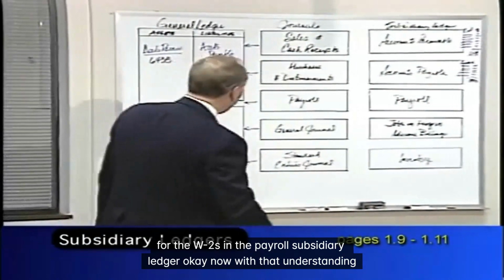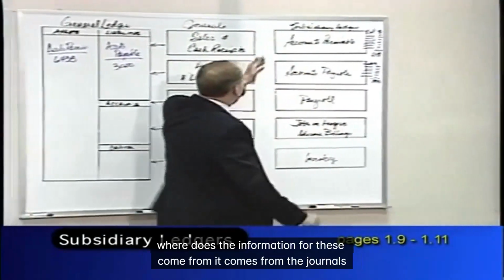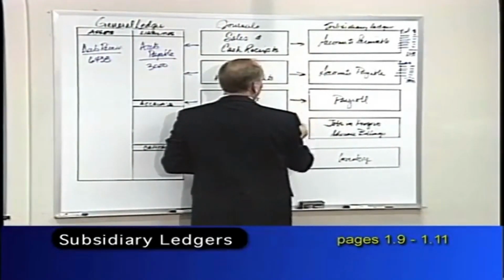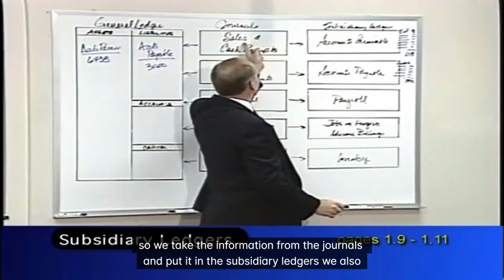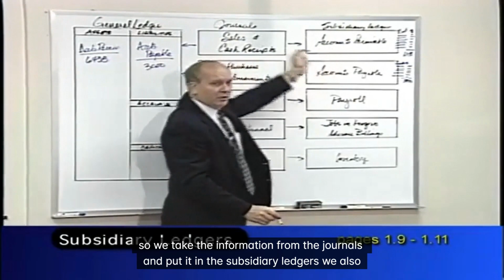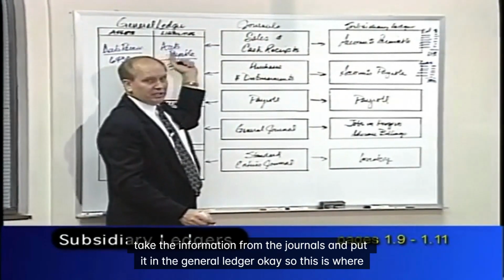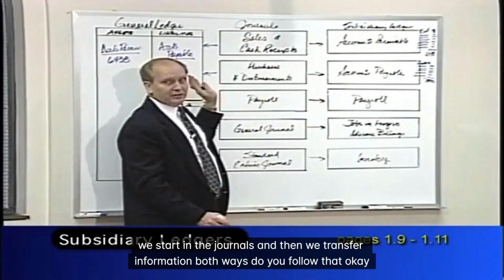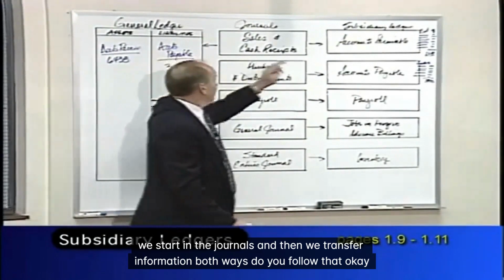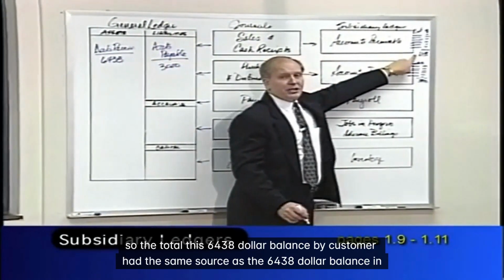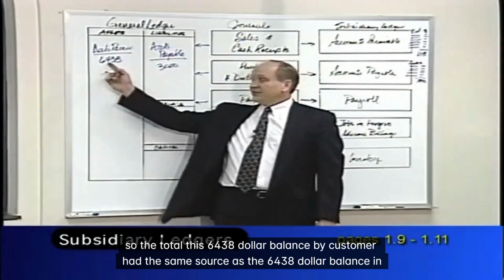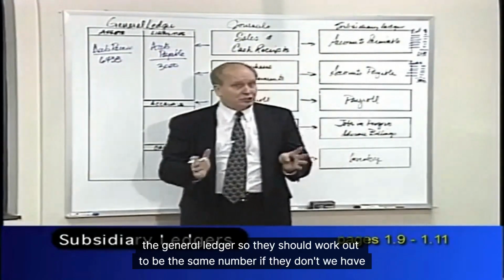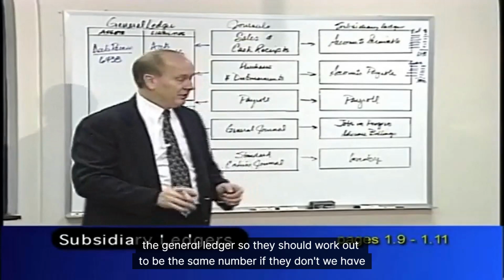Now, with that understanding, where does the information for these come from? It comes from the journals. So we take the information from the journals and put it in the subsidiary ledgers. We also take the information from the journals and put it in the general ledger, okay? So this is where we start in the journals, and then we transfer information both ways. Do you follow that? Okay? So the $6,438 balance by customer had the same source as the $6,438 balance in the general ledger. So they should work out to be the same number. If they don't, we have a problem.